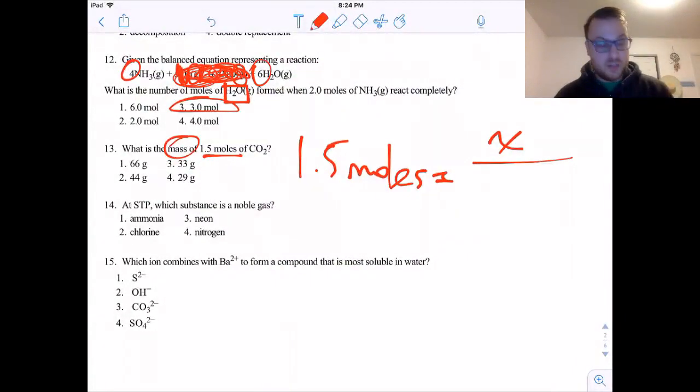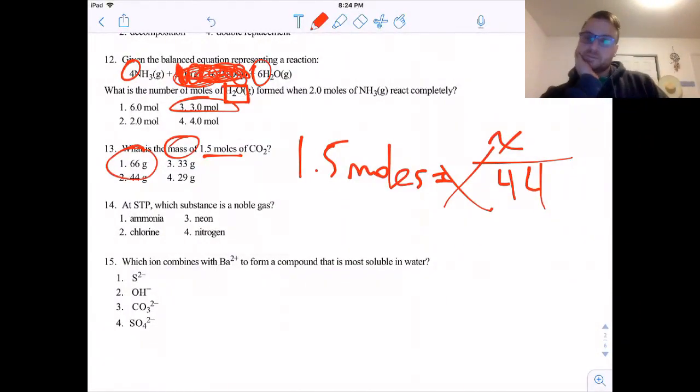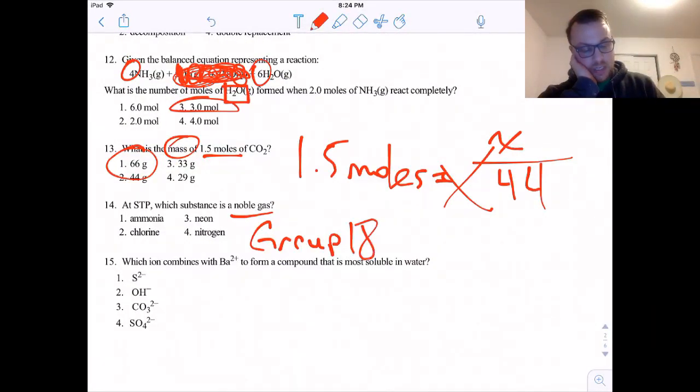Noble gas, group 18. Neon is the only one in group 18. Ammonia is not an element. Chlorine's in 17 and nitrogen's in 15. So, no.